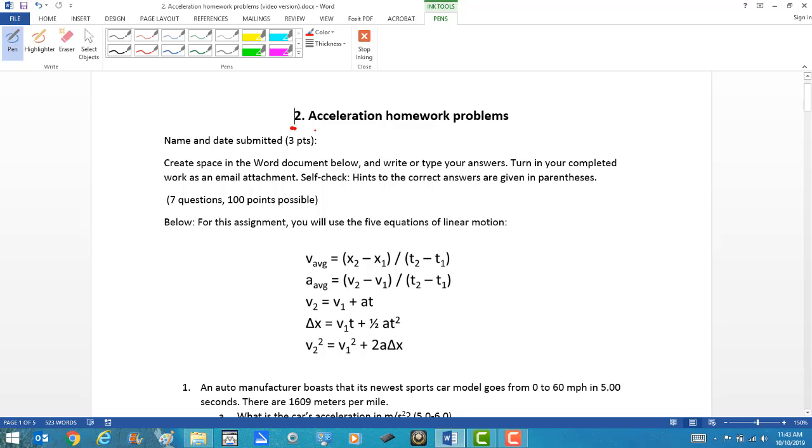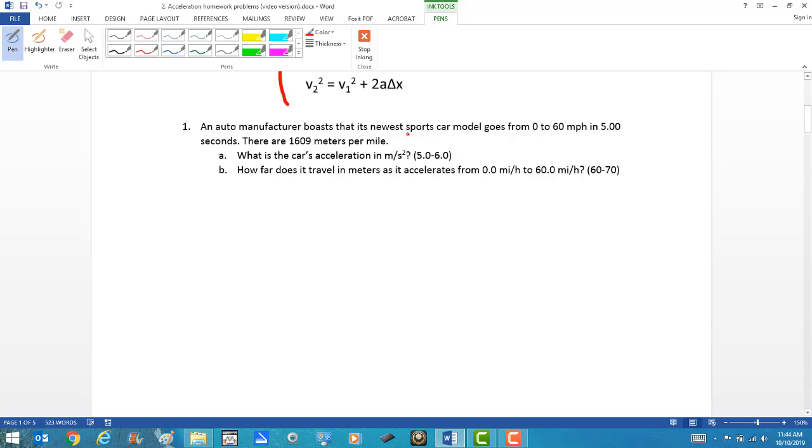So I wanted to take a few minutes and go over the acceleration homework problems. We're going to be using the 5 equations of motion. Question 1, we have a sports car and it goes from 0 to 60 miles per hour in a certain amount of time. And so velocity 1 is 0. Velocity 2 here is 60 miles per hour.